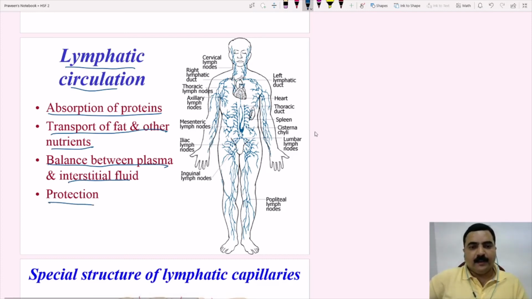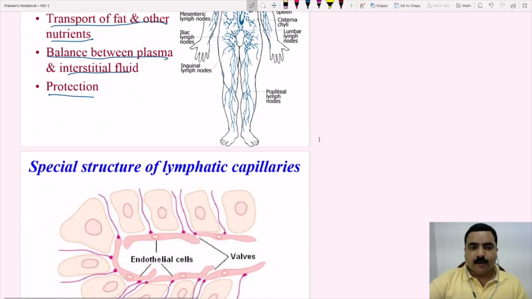Then the protection, that is the immune system function. The lymph nodes have all the immune cells and that helps for that. Okay, so this is another topic for the blood chapter and for the immunology chapter.